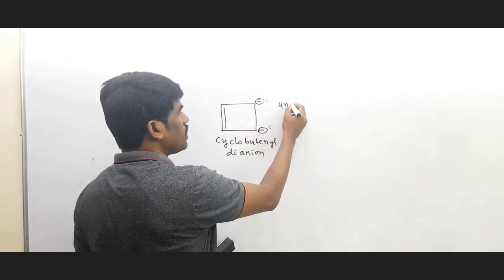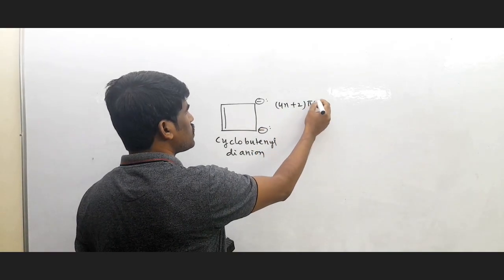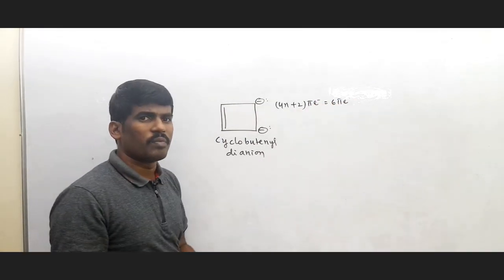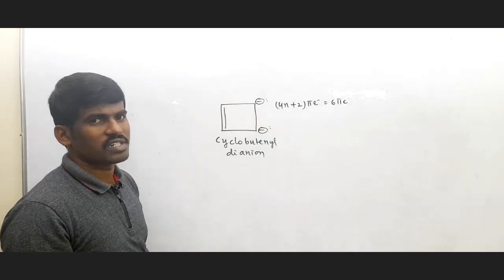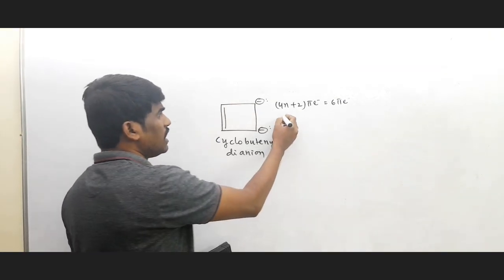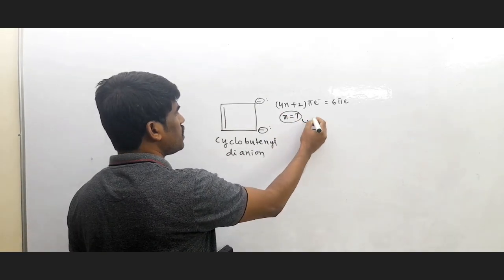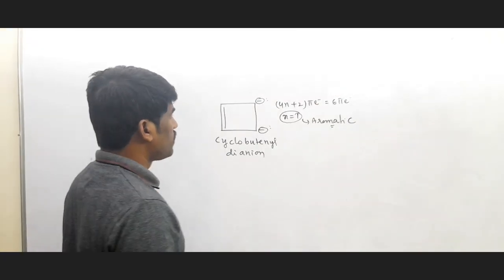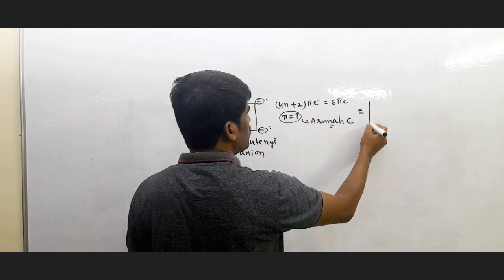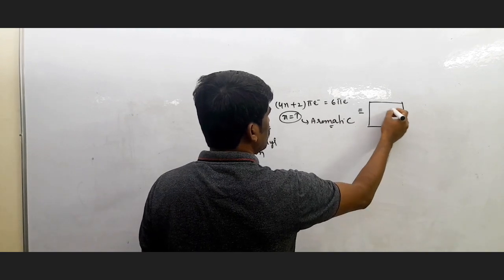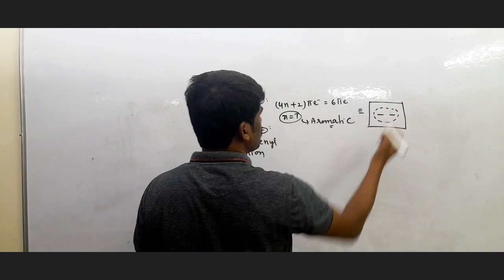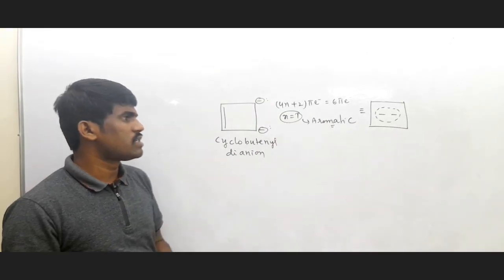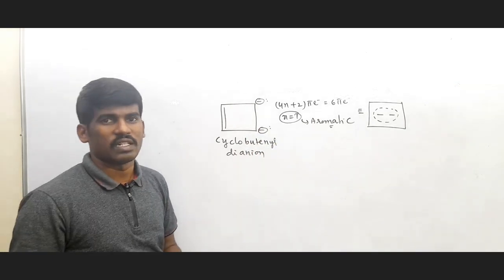So the total number of electrons must be taken as 4n plus 2 pi electrons is equal to 6 pi electrons. And then n value is 1 and the compound is aromatic. If the compound is aromatic, in the sense of the resonance hybrid, in this two negative charges are getting delocalized throughout the ring. So if two negative charges are delocalizing, in such a way we can represent it.